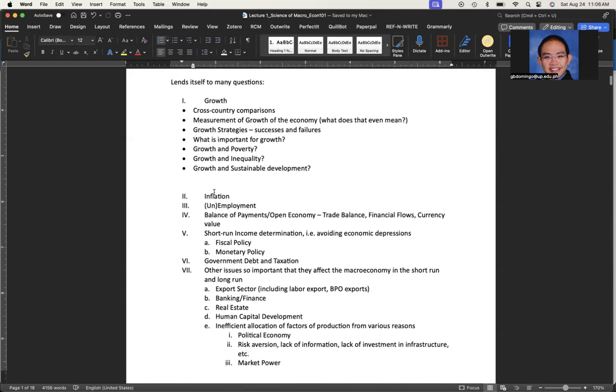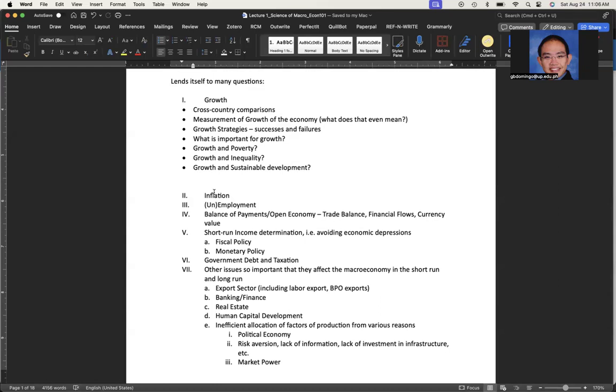Macroeconomics has many subfields, growth, for instance. So you can have a study on growth. We will be talking about growth for the last month, maybe 3 weeks. You can think about cross-country comparisons, the measurement of growth itself, growth strategies, the intersection between growth and poverty and inequality, sustainable development. You might encounter a lot of these in specific field courses such as development economics, and other field courses that have a macroeconomic side to them.